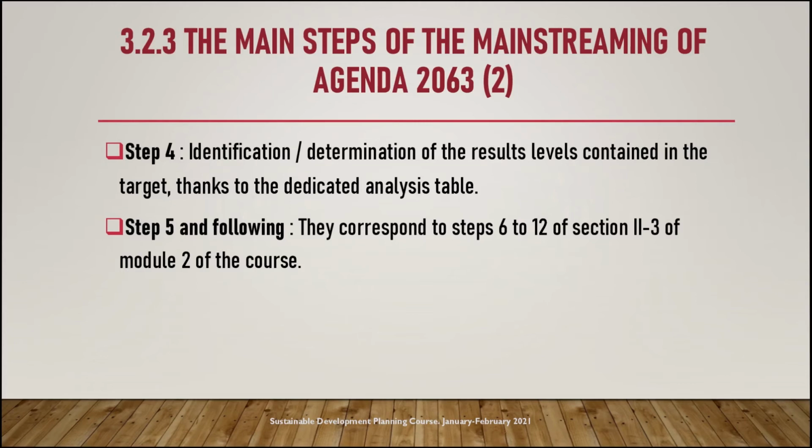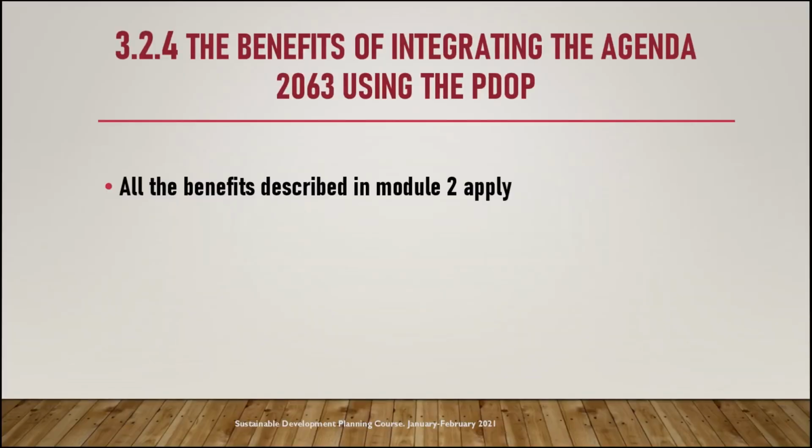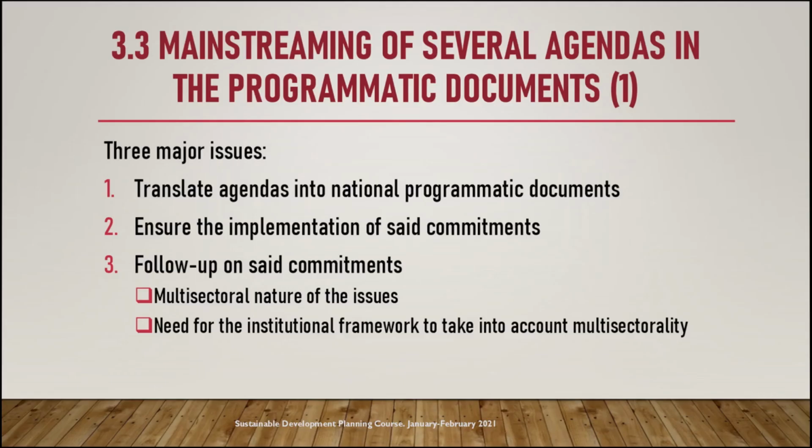And once that is done, from step 5 to the following steps, they correspond to step 6 to 12 of section 2.3 of module 2 of the course. If you do the mainstreaming work as described, then you will get all the benefits of PDOP as described in module 2. So all those benefits apply if the work is done as just described.